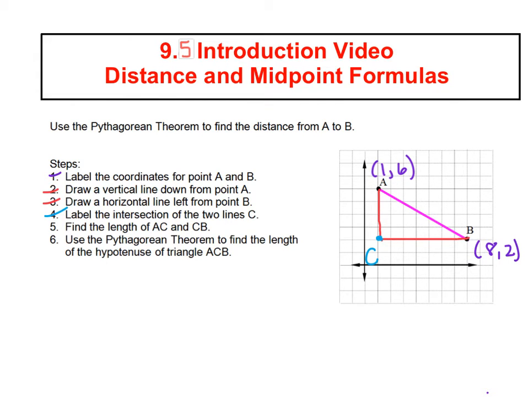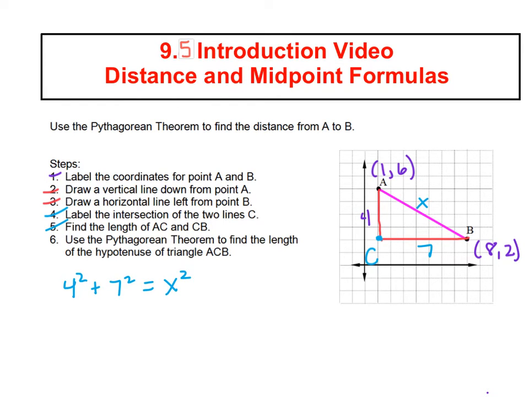Find the length of AC and CB. So because we're on a coordinate plane, we can just count this. From A to C is 1, 2, 3, 4. And from C to B is 1, 2, 3, 4, 5, 6, 7. Alright, now you can use the Pythagorean theorem to find the length of the hypotenuse of triangle ABC. So there's our hypotenuse. So we're going to do 4 squared plus 7 squared equals x squared.